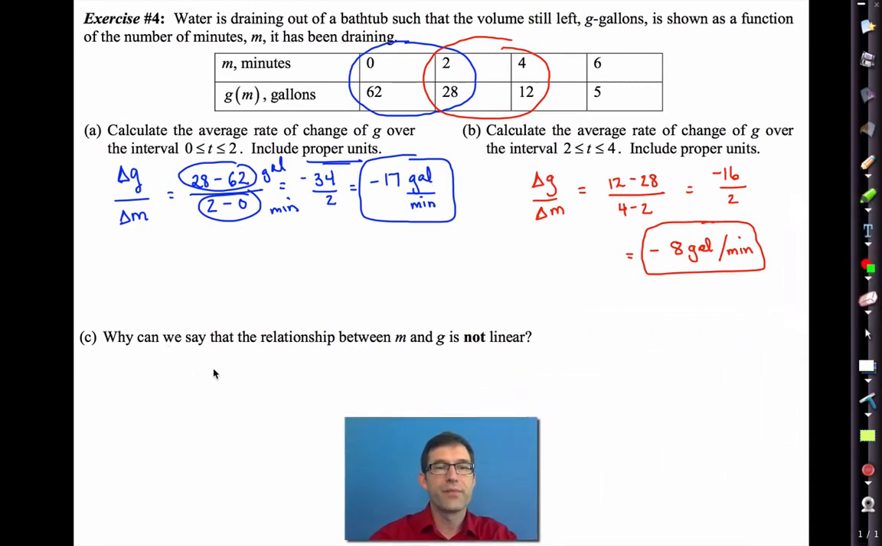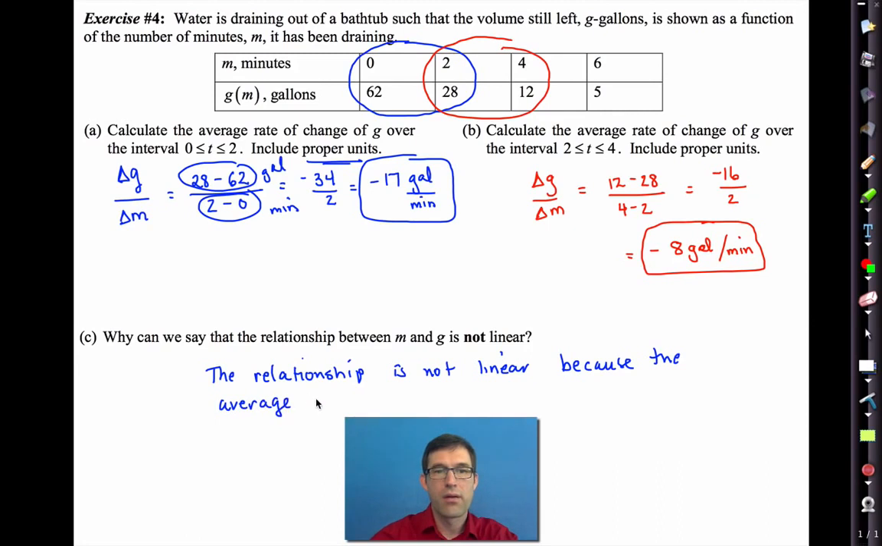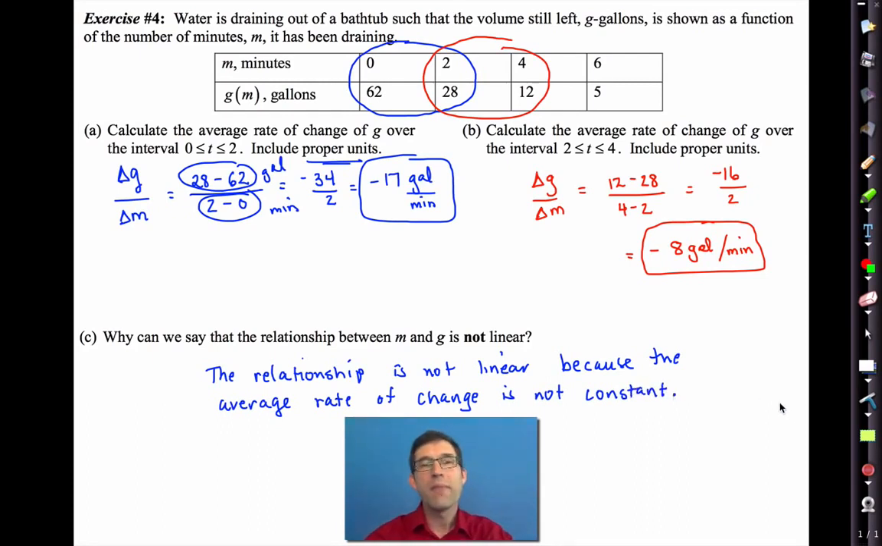Going back to blue, the relationship is not linear because the average rate of change is not constant. Right? So the whole point of a linear function, what makes a linear function linear is that the average rate of change, the slope, remains the same.